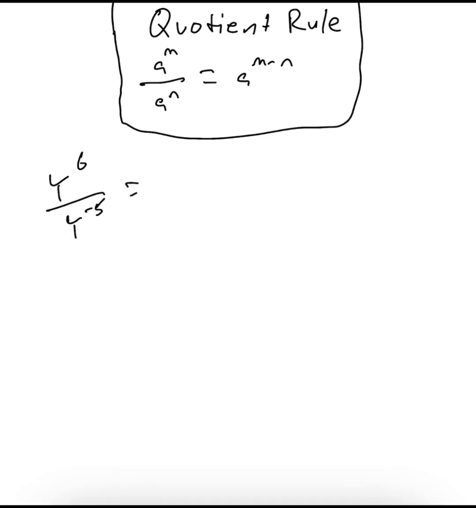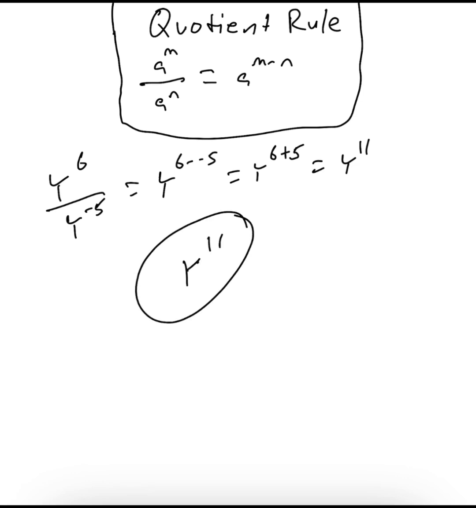Now we have y raised to the power of 6 divided by y raised to the power of negative 5, which we can rewrite as y raised to the power of 6 minus a negative 5, which is going to equal y raised to the power of 6 plus 5, which equals y raised to the power of 11. And y raised to the power of 11 is our final answer.